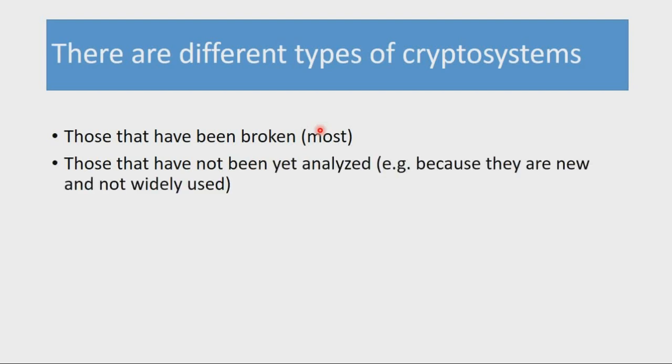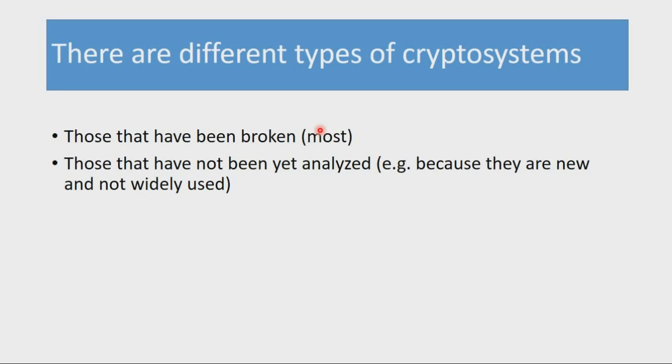The next type of cryptosystems is those that have not yet been analyzed, e.g. because they are new and not widely used. So if I came up with my own encryption algorithm, let's call it the crypto home algorithm, because it is not widely used and it's not widely adopted, it will fall under this category. It doesn't necessarily mean that it is secure. It could be unbroken simply because it is not widely used, but that doesn't mean it is very secure.